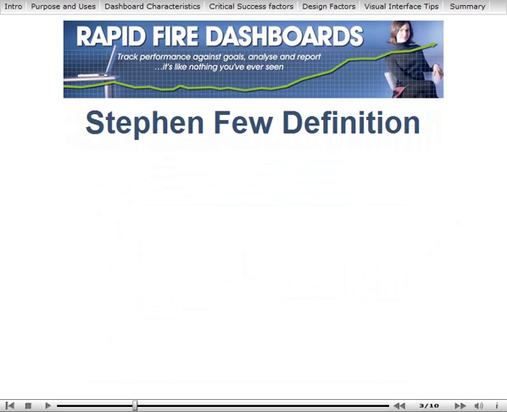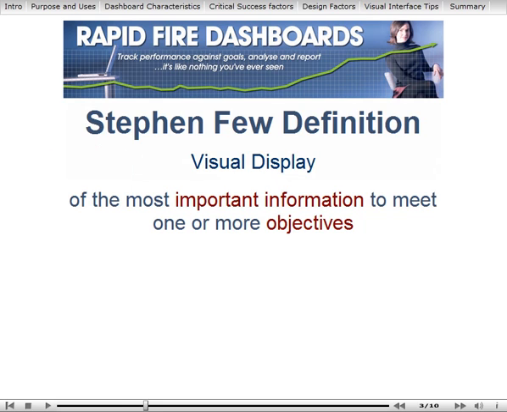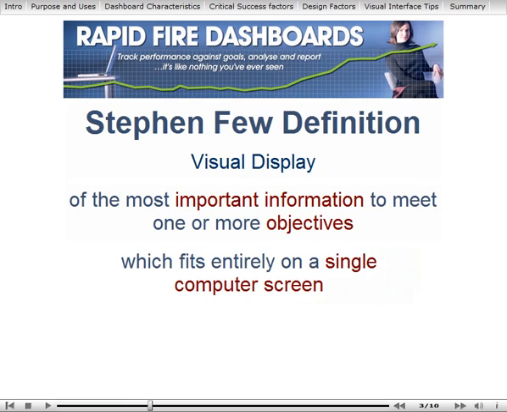Here is another definition of a dashboard. It's by Stephen Few, the guru or expert in information dashboard design. Firstly, it's a visual display of the most important information to meet one or more objectives, which fits entirely on one single computer screen, so it can be monitored at a glance.